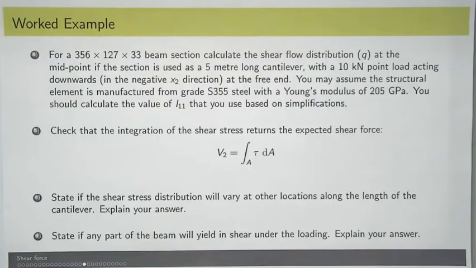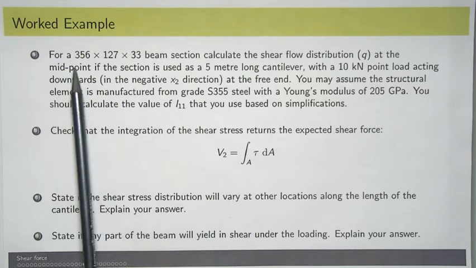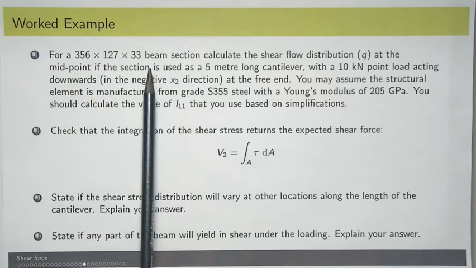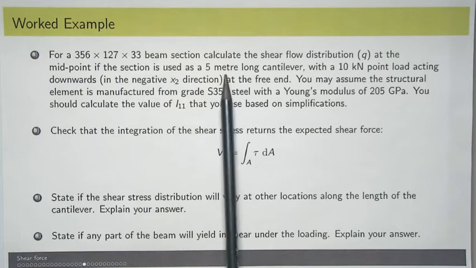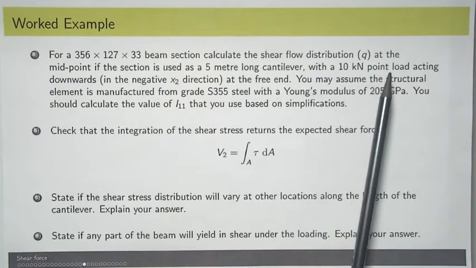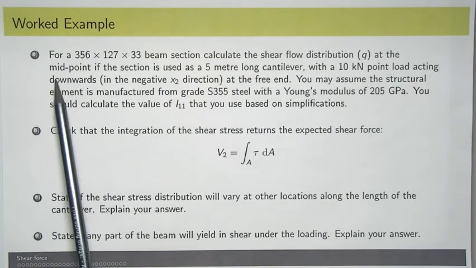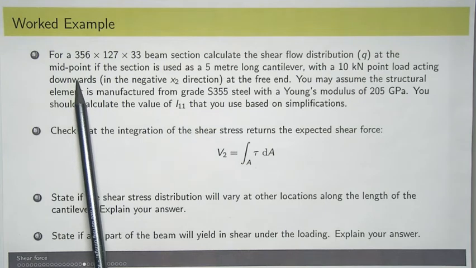For the shear flow in an open section worked example, we're given the information that we're going to use a beam section, so basically an I section, and we want to calculate the shear flow distribution at the midpoint. So that's just midway along whatever length of beam we're going to look at.